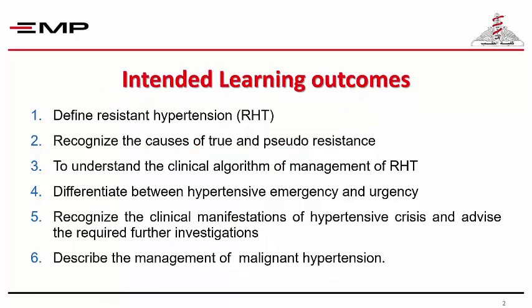Our intended learning outcomes for this lecture are to define resistant hypertension, to recognize the causes of true and pseudo resistance, to understand the clinical algorithm of management of resistant hypertension, to differentiate between hypertensive emergency and urgency, and to recognize the clinical manifestations of hypertensive crisis and advise required further investigations, and to describe management of malignant hypertension.